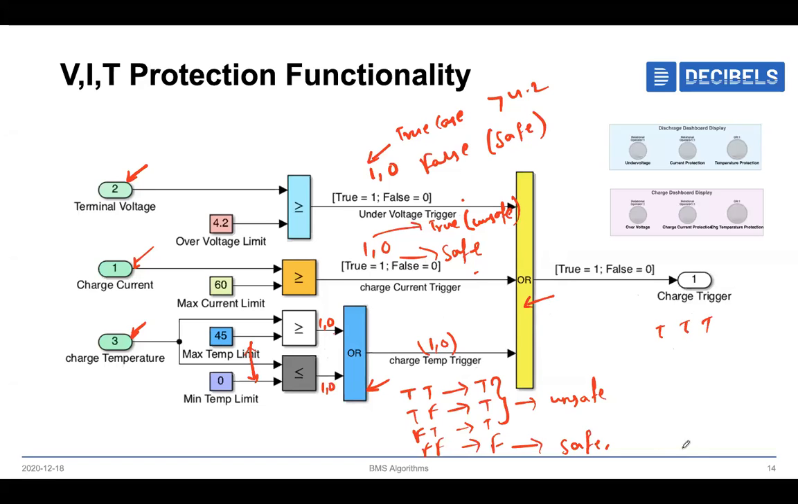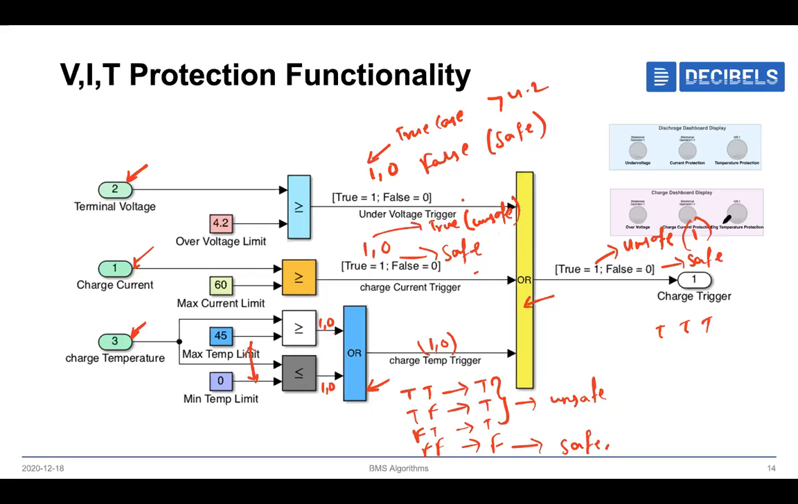So we can develop a logic sequence over here. Whenever any of the inputs given to this OR gate is true, then the output will be true, or if all the inputs given are false, then it will be false. So if it is true over here, which means we are unsafe. Unsafe means whenever we are getting some output as 1, we are unsafe. When we are getting output as 0, we are in the safe zone.